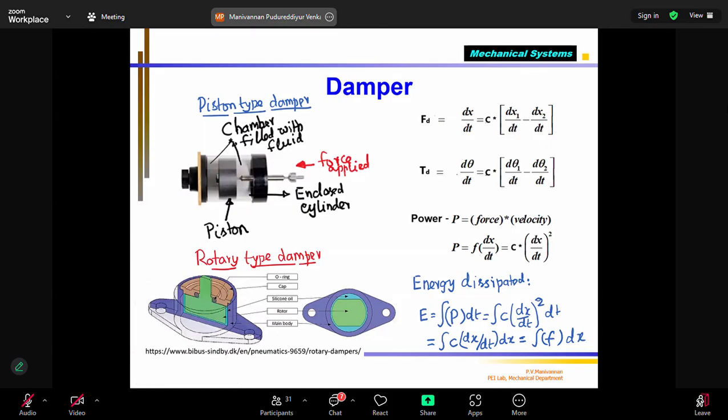Now, power is the instantaneous amount of energy dissipated. But if you want to find the energy, you integrate the power over the time. Integral P dt, where P is the power, you are going to integrate 0 to T. We know P equal to C into (d by dt of x) square. If you integrate, finally, you will get this equation. E will be equal to integral of C into dx by dt dx, or integral F into dx. This is the amount of energy dissipated by the damper that can be calculated.